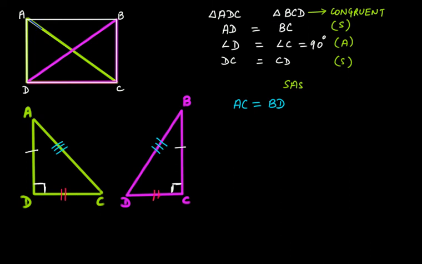AC is equal to BD. The two diagonals are equal. We have proved here. So hence proved that the diagonals bisect each other at right angles and the diagonals of a square are equal in length.